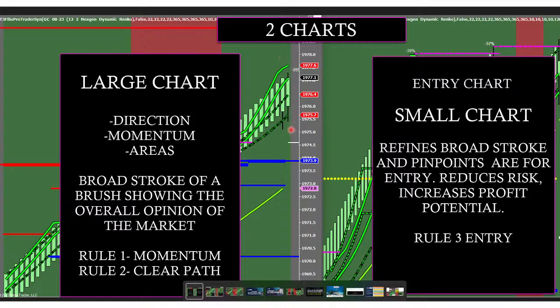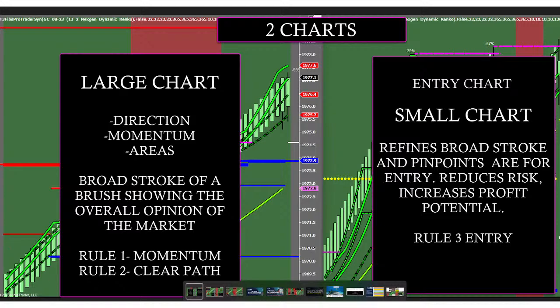Most current bar says up. Most current bar says strong triggers. Small's above the large, larger wide, space between the two. Everybody's good? Large chart has not reached resistance, and it has cleared the previous resistance. The path is clear. The large chart's giving me the advantage of momentum through rule number 1, strong trigger lines. It's giving me a clear path through rule number 2. So now I have to go to my small chart.